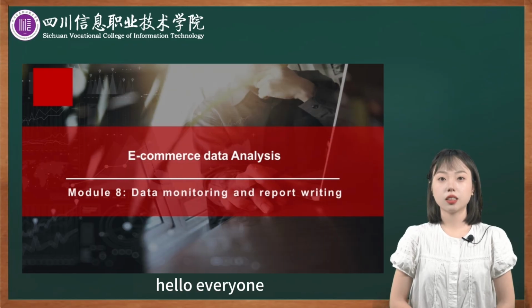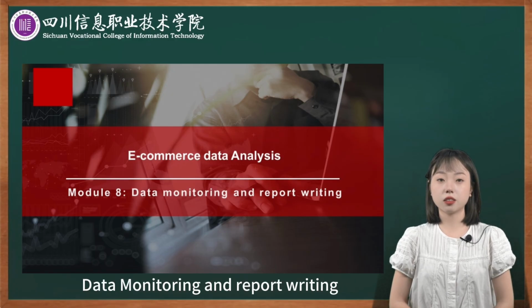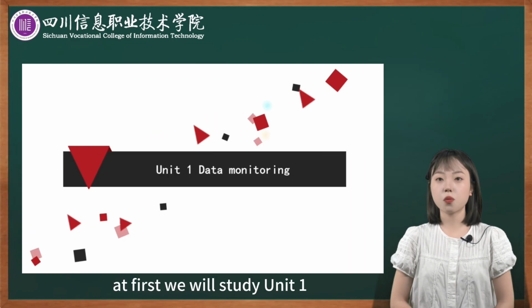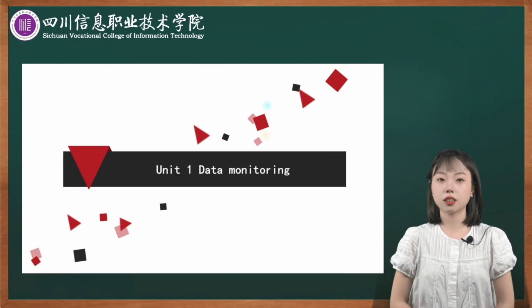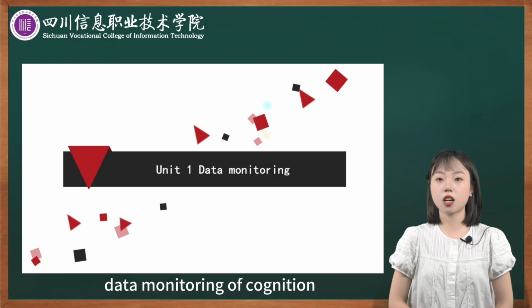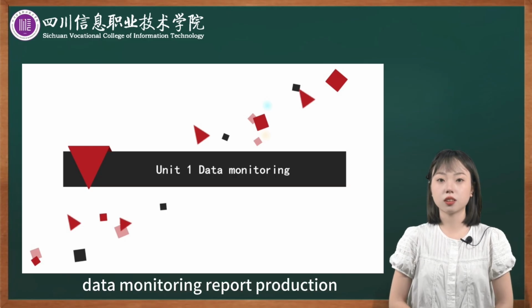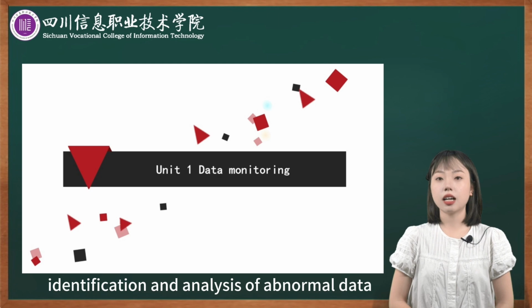Hello everyone, today we are going to learn Module 8, Data Monitoring and Report Writing. At first, we will study Unit 1, Data Monitoring. The content of data monitoring includes data monitoring cognition, data monitoring report production, identification and analysis of abnormal data.